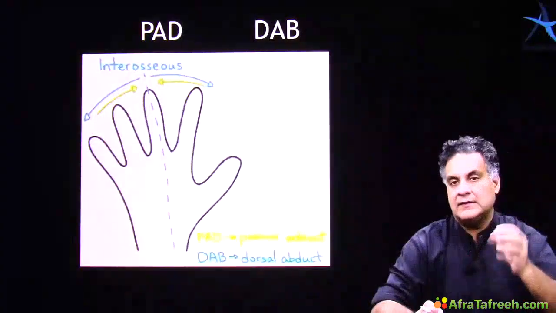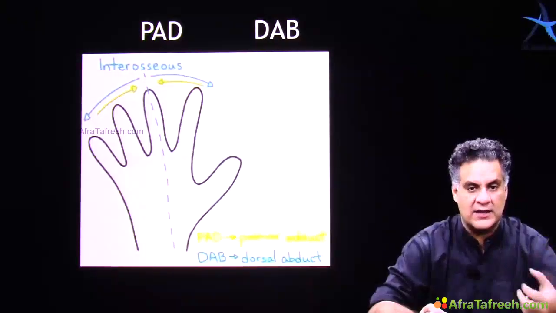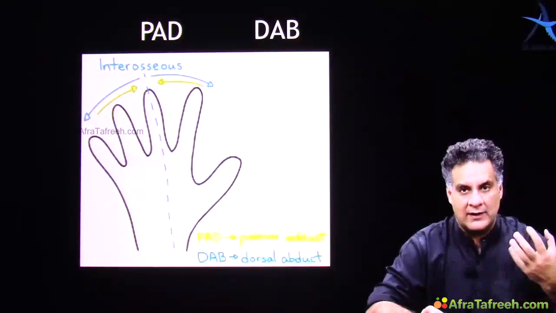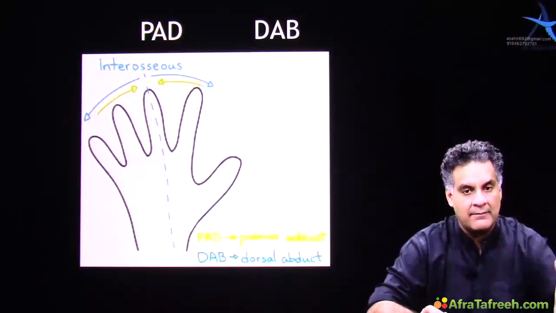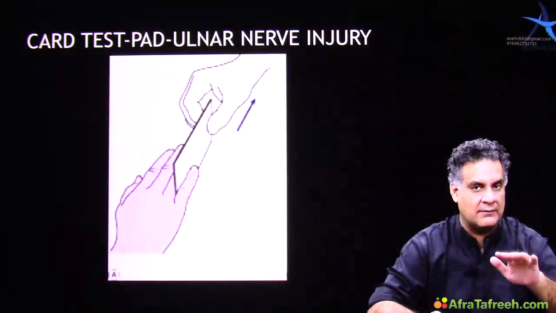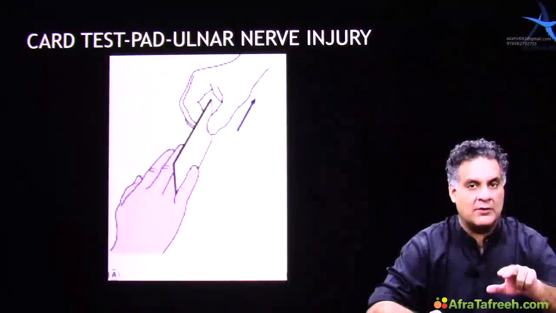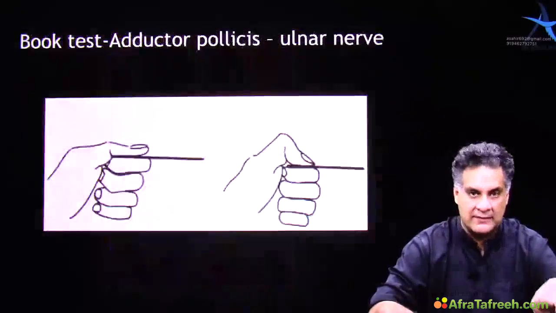When we look at the area supplied by the ulnar nerve, it supplies the palmar interossei and dorsal interossei. Palmar interossei do adduction of the fingers and dorsal abduct: PAD and DAB. So if you give a card to a patient and ask him to hold it between the fingers, and he is able to hold it, it means the palmar interossei is functioning. If not, the palmar interossei is gone: ulnar nerve palsy.